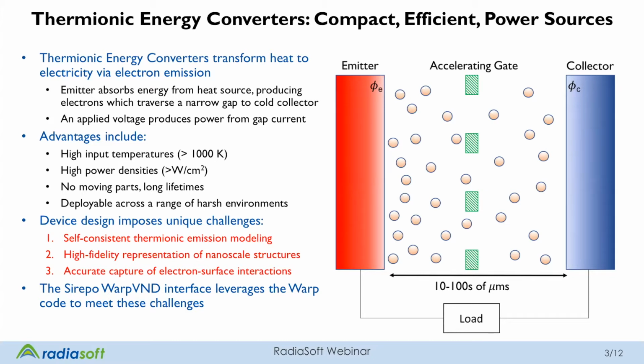And these advantages include the ability to operate with very, very high input temperatures. These can be much greater than 1000 Kelvin and even approaching 2000 Kelvin in some cases. And that makes them useful for a variety of different input heat sources because this temperature operating range extends far beyond that of a traditional steam turbine. They're also able to generate very high power densities on the order of many watts per centimeter squared, and theoretically upwards of hundreds of watts per centimeter squared, which means they can be compact and high power density devices.